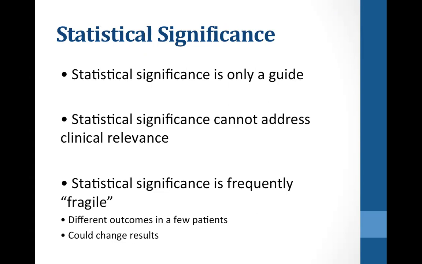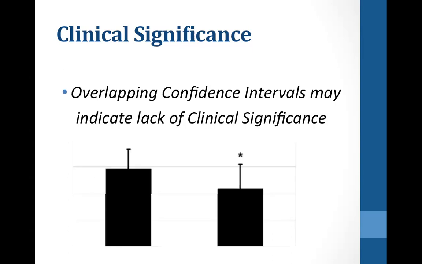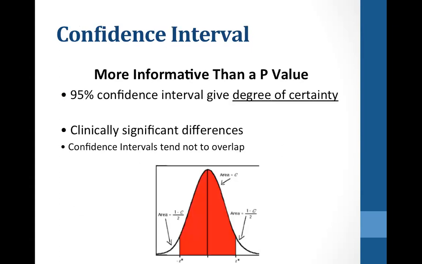Statistical significance is frequently fragile. So statistical significance is only a guide. What is important for us is clinical significance, which is more important. And it's important to consider the minimal clinically important difference, significant clinical benefits, and patient acceptable symptomatic states. We can see in this figure that there is a statistically significant difference without a clinically significant difference.